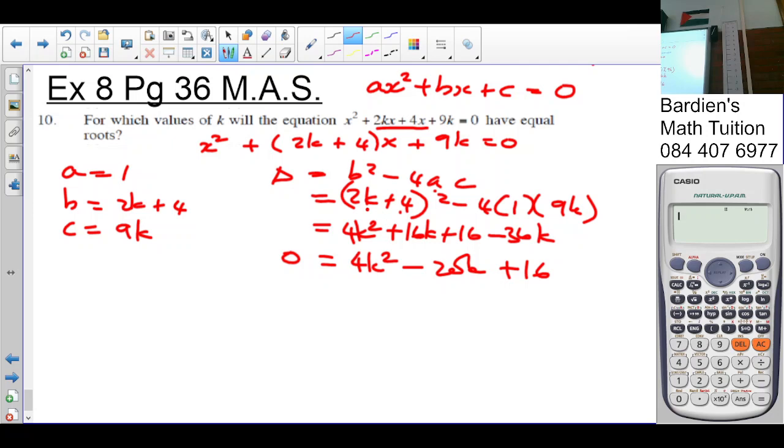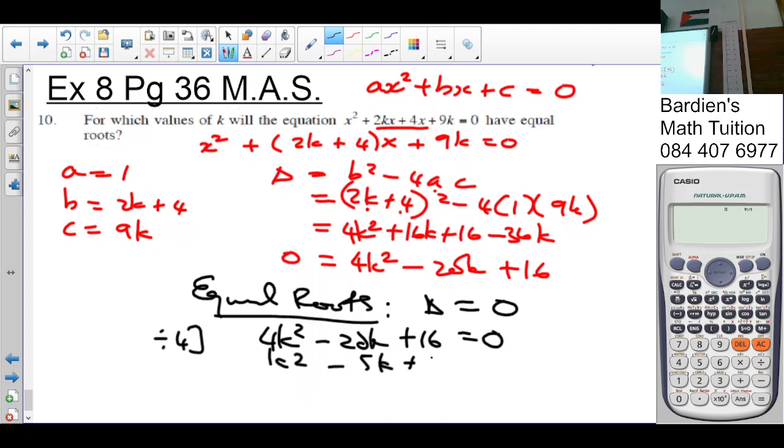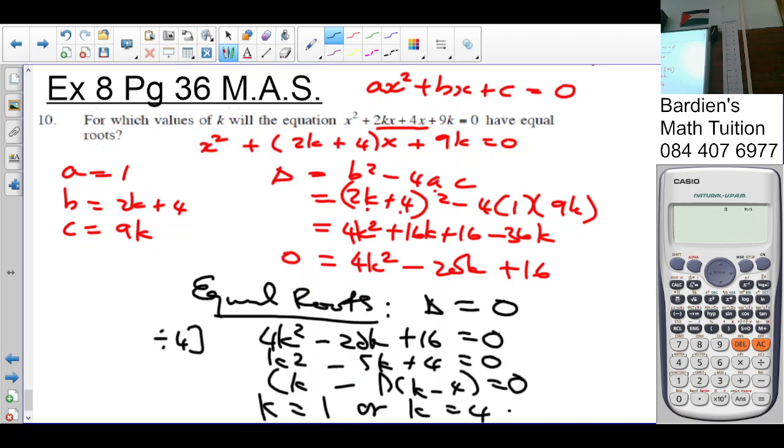So what's the question? The question is for equal roots. What do we know about equal roots? Delta is equal to 0. So we get 4k squared minus 20k plus 16 is equal to 0. From here, you can divide by 4, and that gives you k squared minus 5k plus 4 is equal to 0. Trinomial, k and k, 1 and 4. So k is then equal to 1 or k is equal to 4.